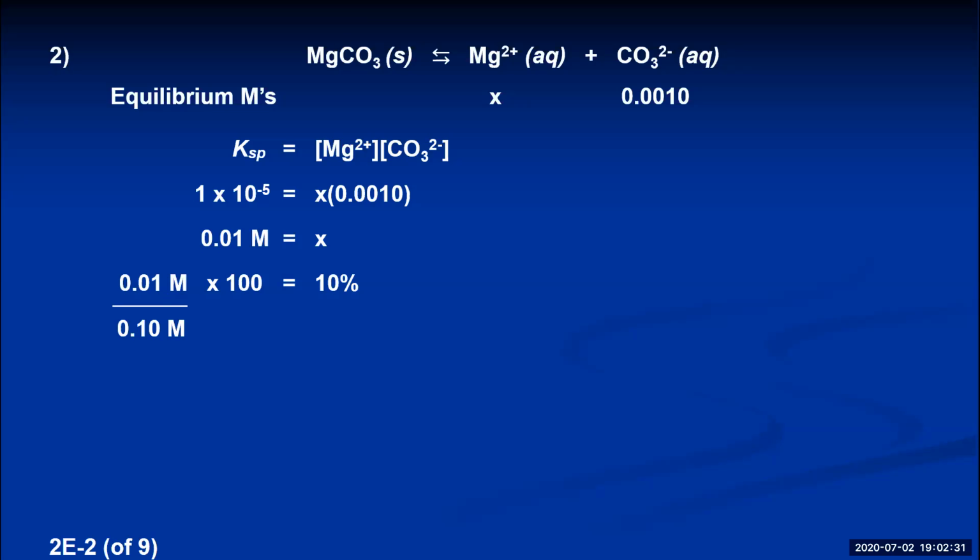Question number 3. Iodide ions are slowly added to a solution containing 0.150 molar lead-2 ions and 0.250 molar silver ions. A, which cation will precipitate first? So because iodide precipitates with both lead-2 ions and silver ions, we're going to have to calculate what concentration of iodide ions is needed to precipitate out lead if its molarity is 0.150, and to precipitate out silver if the silver ion molarity is 0.250.